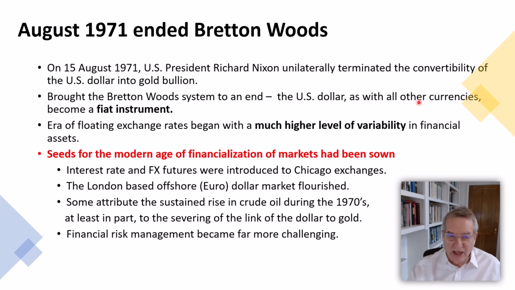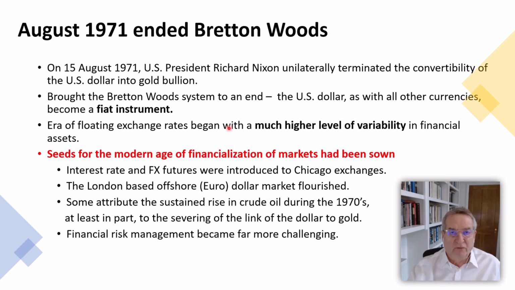The US dollar, as with all other currencies, became a fiat instrument, because at that point no currency, not even the US dollar, was tied specifically to gold, given the fact that the other central banks around the world could demand that their currency be converted into gold bullion. That brought an end to the idea of any currency being backed with something like a commodity or gold. So all these currencies then became essentially what are called fiat instruments, a term very much used today, for example, by enthusiasts, say, in the crypto world. The era of floating exchange rates began because currencies were no longer pegged.